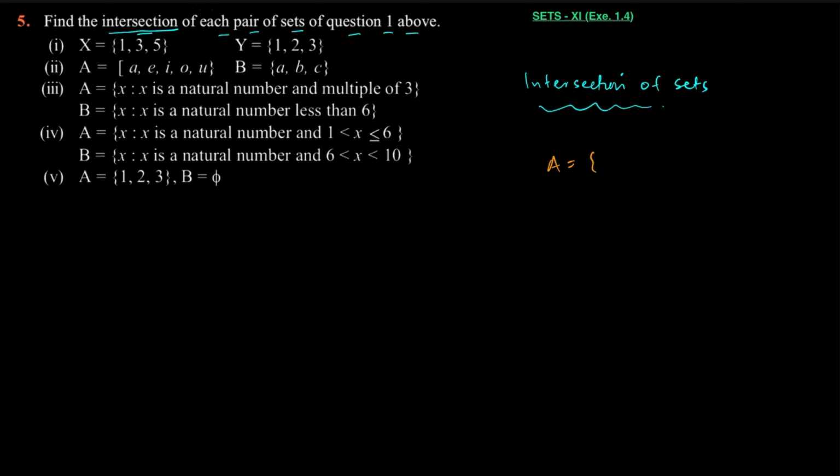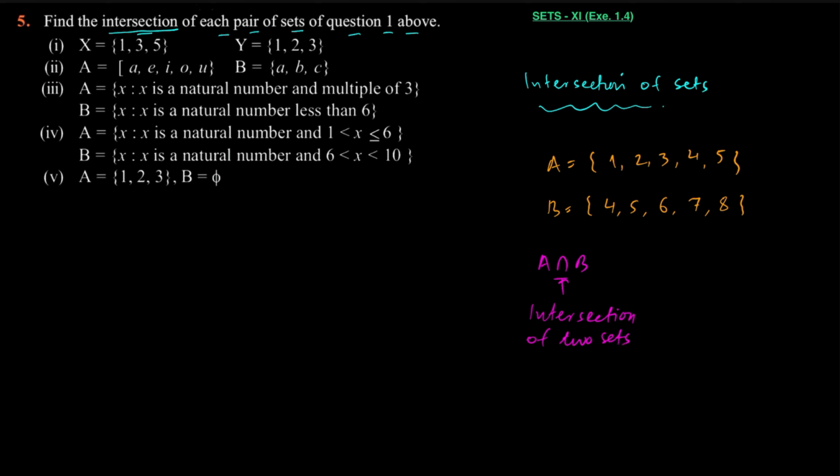Let us suppose we have a set A with elements as 1, 2, 3, 4 and 5. And we have another set B with elements as 4, 5, 6, 7 and 8. So what will be A intersection B? Here this symbol represents intersection of two sets, which are sets A and B in this case.